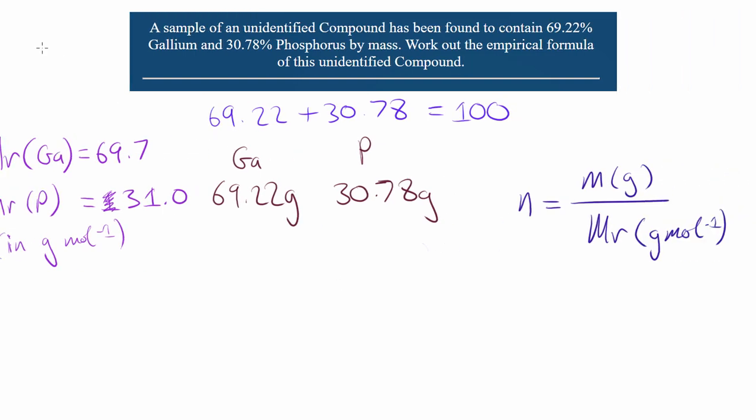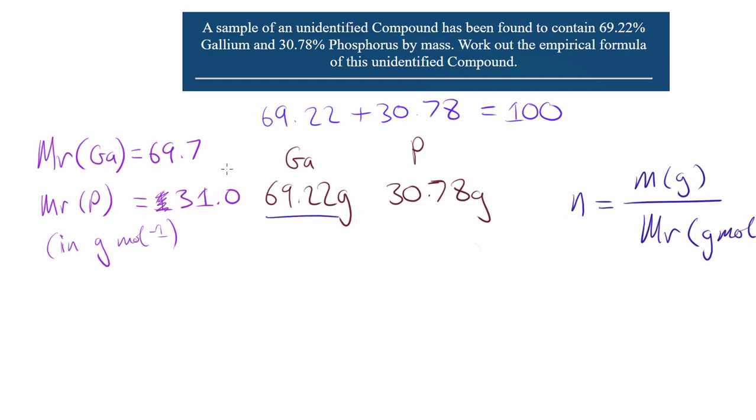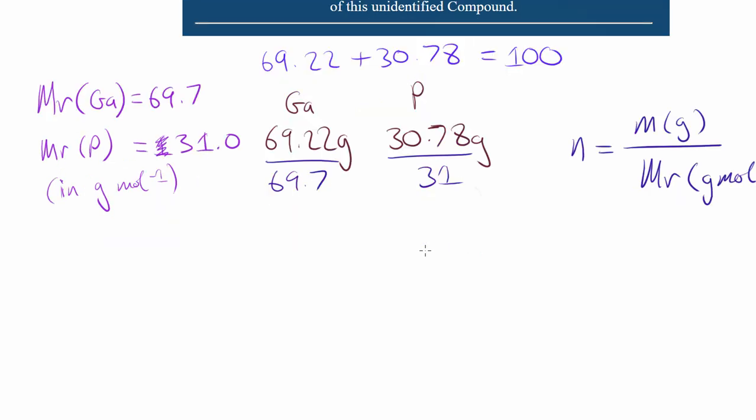Okay, so let's do the calculation, shall we? Effectively, this gets divided by the Mr that we've got for gallium, and this gets divided by the Mr we've got for phosphorus. And this is going to enable us to convert these values into moles, and that's going to enable us to better compare them. So I would invite you at this stage to do the calculation and see what you get when you calculate these.